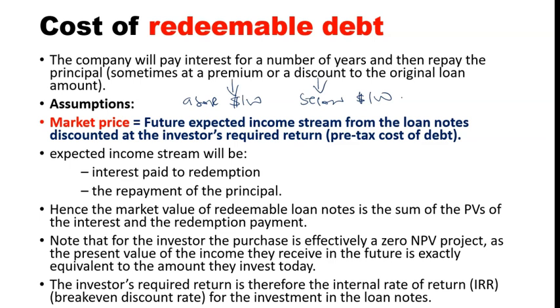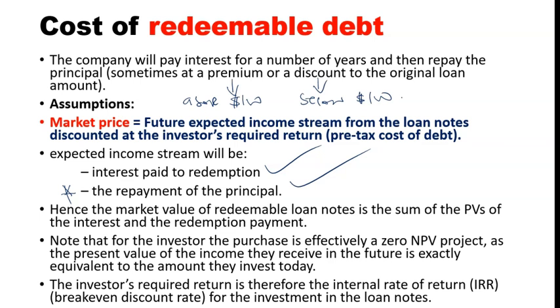Expected income stream would be in the form of interest paid to redemption and then the repayment of the principal. But in the case of an irredeemable debt, this component is not there because the debt is not going to be repaid at any point in time. It is only a case of interest payments which are going to be made to infinity.